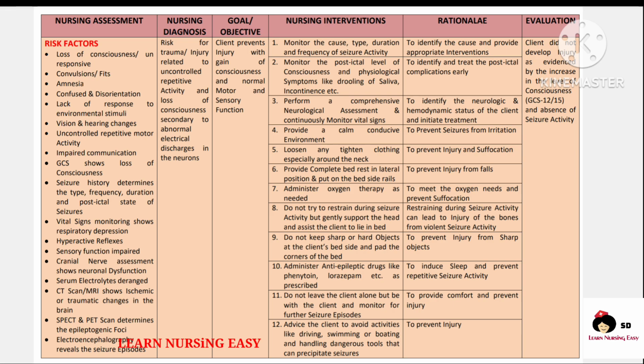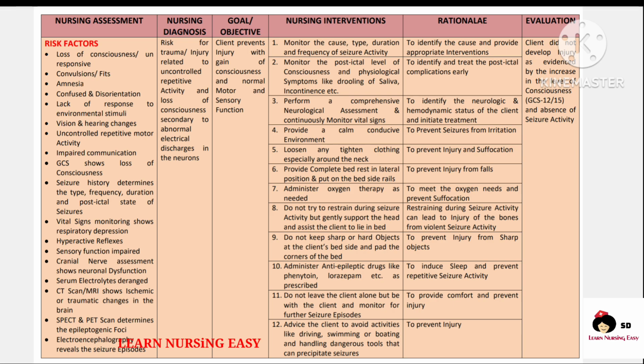Provide a calm, conducive environment so that it can prevent triggers of seizures. Loosen any tight clothing around the neck so this will prevent injury and suffocation. And we have to provide complete bed rest and put on the side rails and make the patient lateral position with head turned to one side. So this will prevent aspiration of secretions and also prevent injury from falling down. Oxygen therapy should be administered in case the patient is having suffocation.